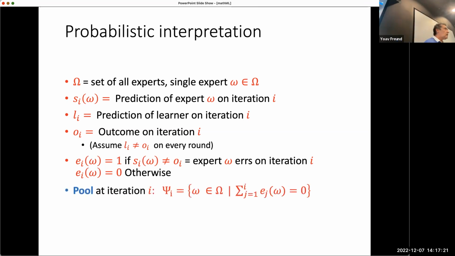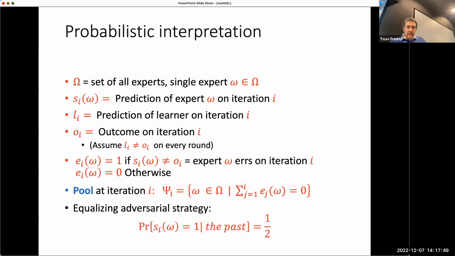So what is the pool under this definition? It's simply the set of experts such that the sum for j equal 1 to the current iteration i of the mistake indicator is equal to 0, right? They never made a mistake. Okay, so I'm just introducing notation, but this notation is going to be very useful. And the equalizing adversarial strategy is basically saying the probability that S_i(omega) is equal to 1, given the past, is exactly a half. Right? That's the adversary splitting it exactly equally.